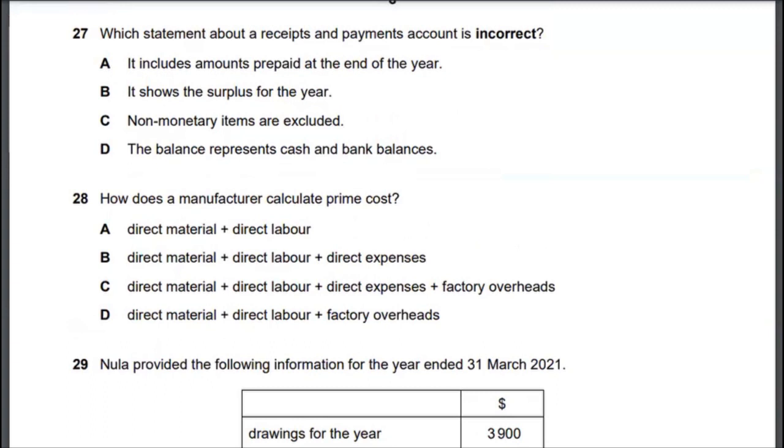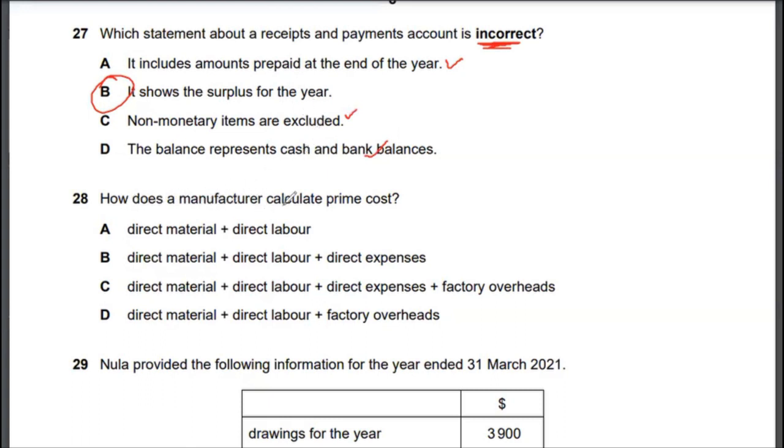Let's look at multiple choice 27. Which statement about a receipts and payments account is incorrect? It includes amounts of prepaid at the end of the year. Okay. It shows a surplus up for the year. No, that's not necessary. That would be incorrect because it could also show a deficit. I think these are correct. So the correct answer to multiple choice 27 would be option B.